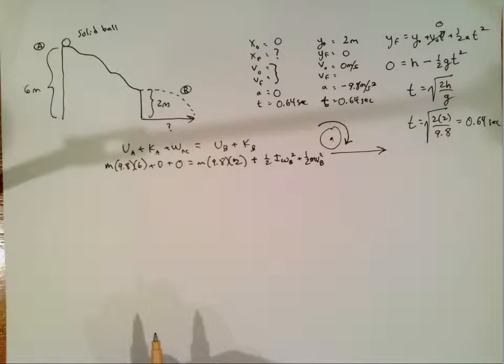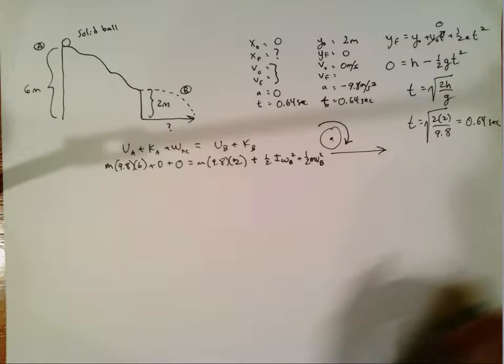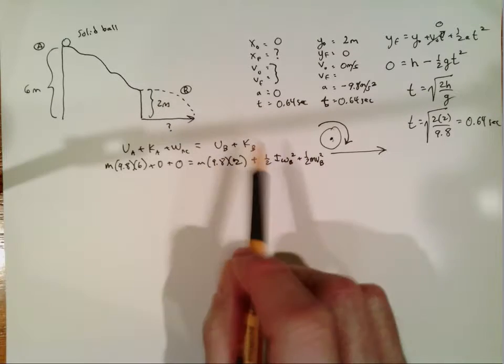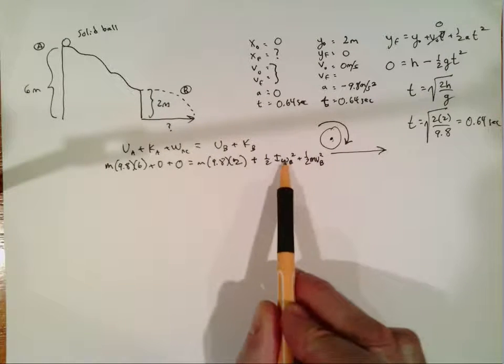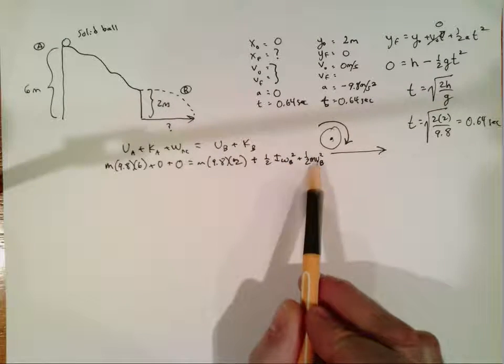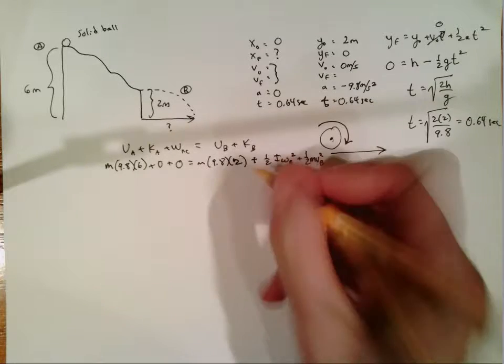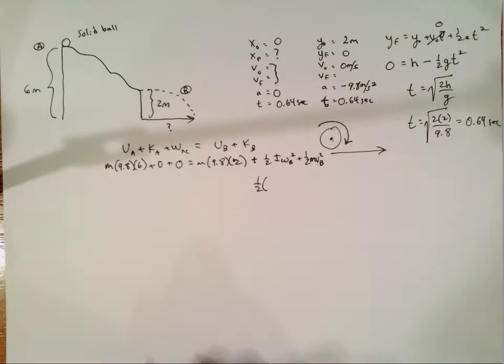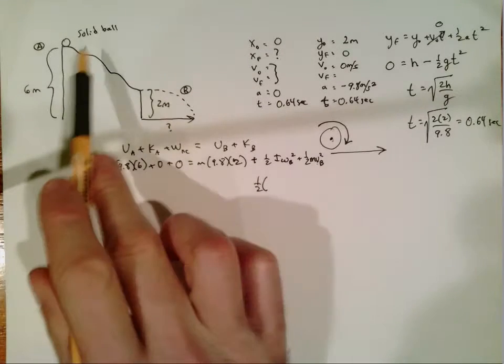Now, this is going to take a little bit of substitution. What I want to do is just get down to one variable here. I don't want omega and v, I just want v. So what can I substitute in here? Well, first of all, I want to make a substitution for I, the rotational inertia. They did tell us it's a solid ball.